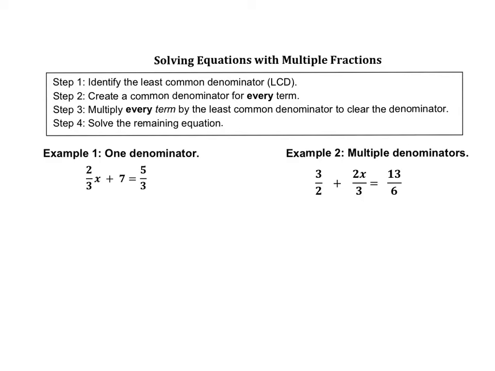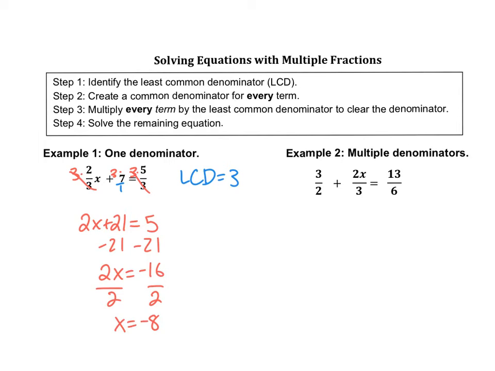So in this first problem, my least common denominator is 3. That's the only denominator we see, although we know that 7 is really over 1. This tells me that I can multiply every single term here by 3 to cancel out my denominators, and this leaves me with 2x plus 21 equals 5. Then I'll continue solving from there, and I get x equals negative 8.